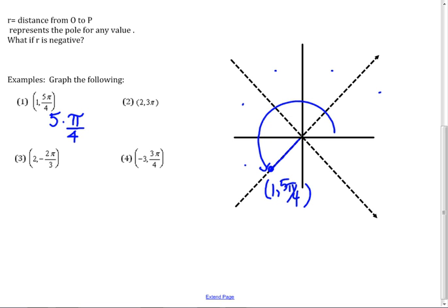Okay, so where is 2 and 3 pi? So you're going to go, it's going to be at 180 degrees. Here's pi, there's 2 pi, and then there's 3 pi, and I'm going to be twice as far away from the origin as that, so maybe it's over here.